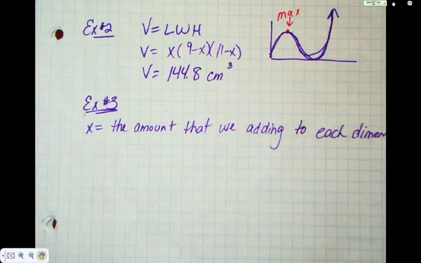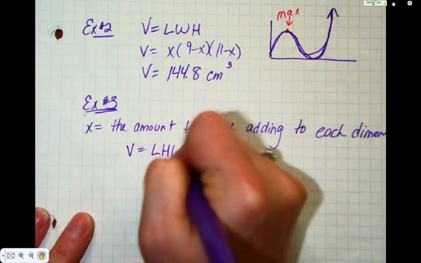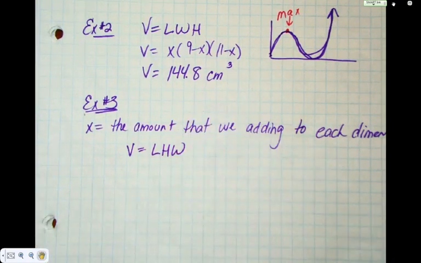Now just note, it's important for you guys that we're adding the same amount to each dimension. If we were adding different amounts, you don't have the math yet to solve that. So the fact is we're adding the same to all three is the reason we can do that. Okay, starting with the same formula we've been using all the time. Volume is length times width times height.